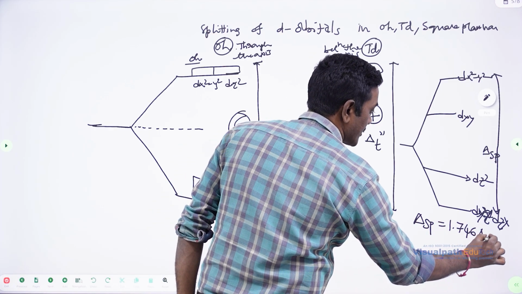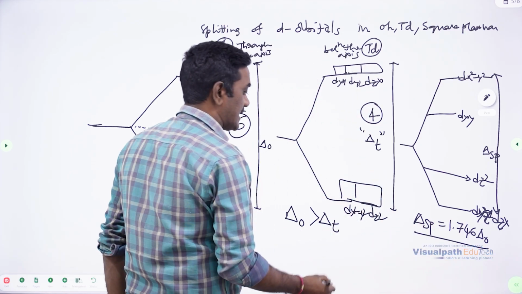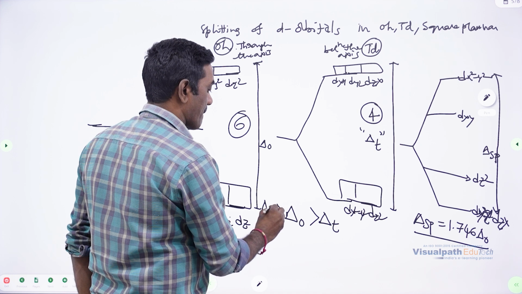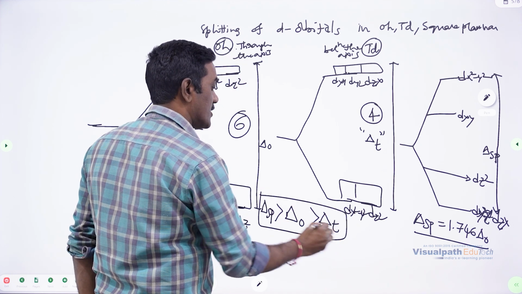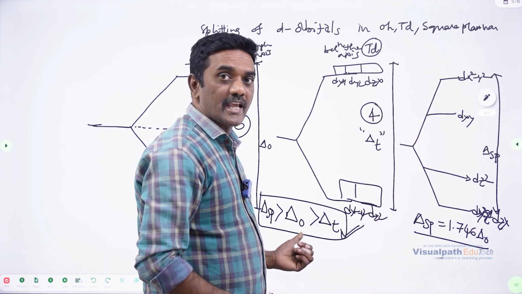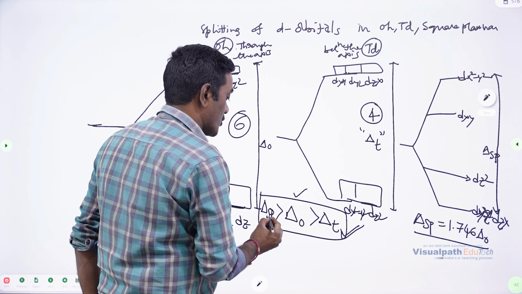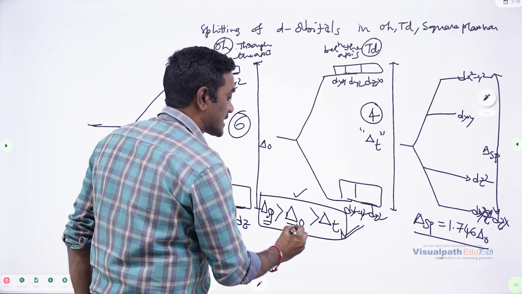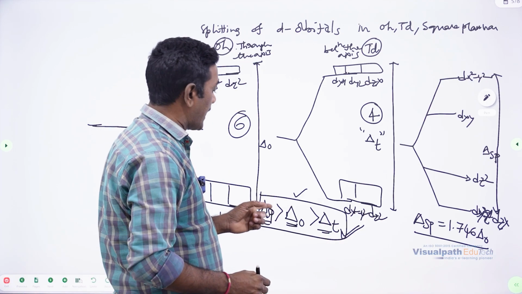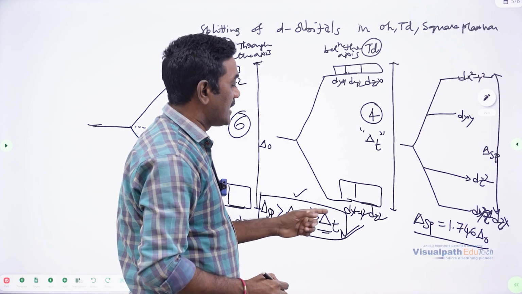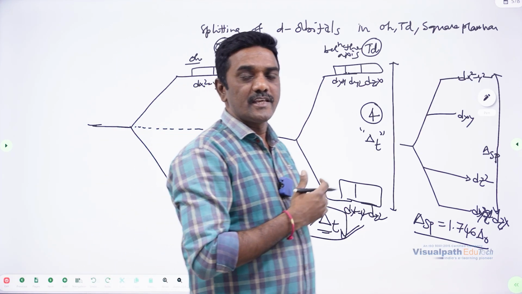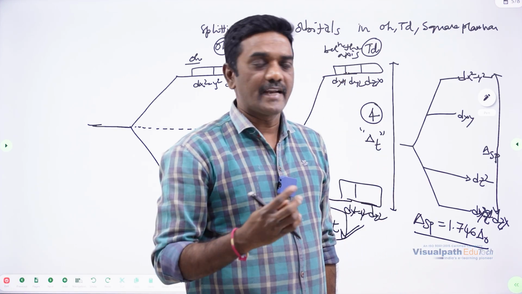1.746 delta naught. From this one, it is very clear that delta sp is greater than octahedral. So this conclusion we must keep in our mind, because this can come as a very important question: which is having the highest splitting? Square planar will come under highest splitting, then octahedral, then tetrahedral.